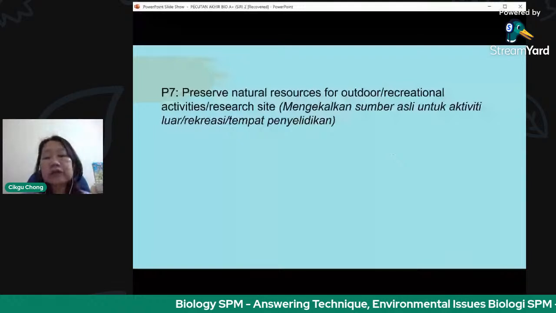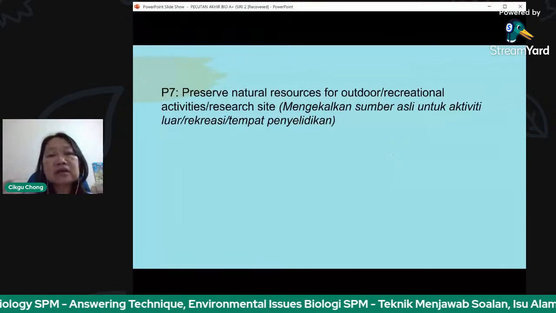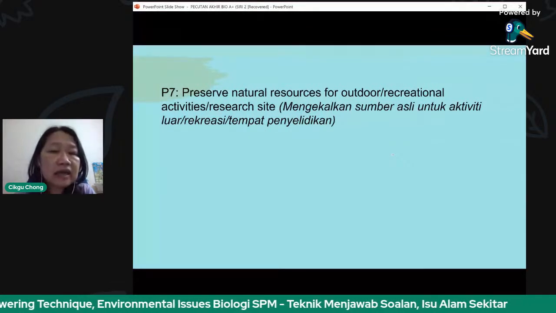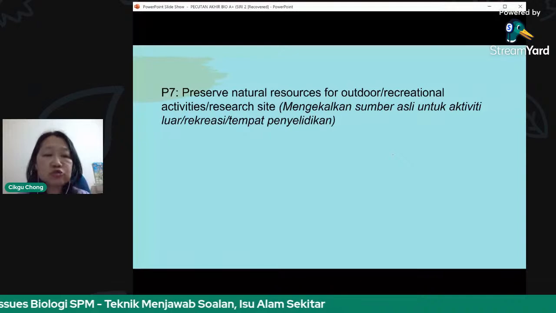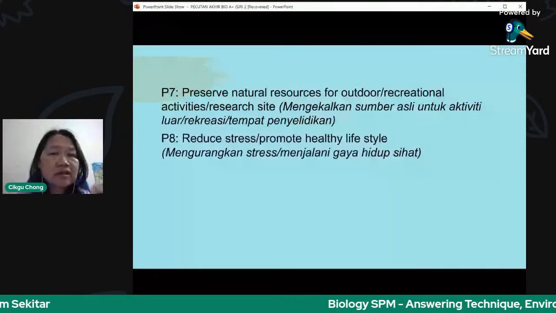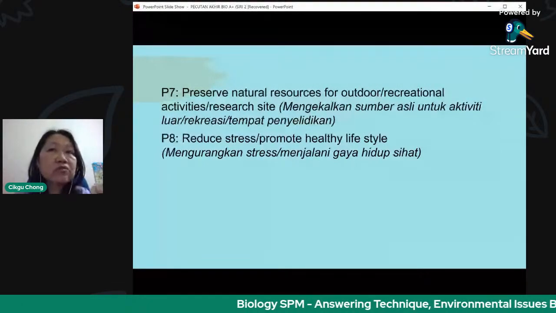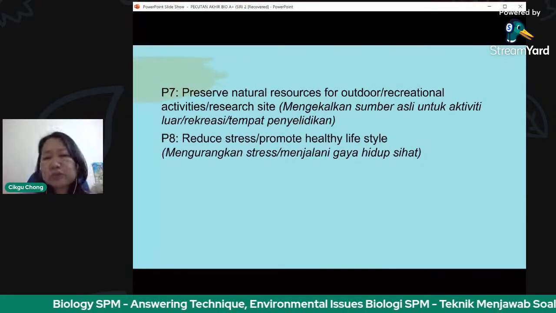So if your river is clean, it can be a research site. It can be a place for you to do your kayaking, for your outdoor activities. And this is good for the mind. So people need to relax, reducing stress. Okay, river is a good place for you to unwind. You listen to the gurgle of the river. You like all the nature sounds and all that. So it's promoting healthy lifestyle.